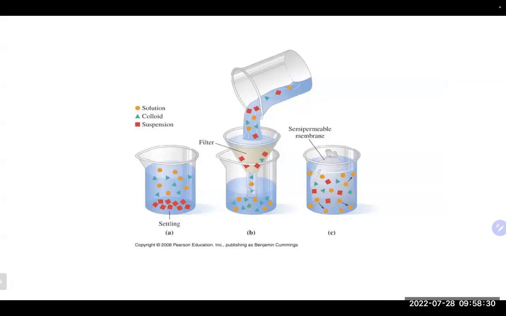Here's a demonstration of the three different types: a solution, a colloid, and a suspension. The solution and the colloid, as you can see in the first beaker, float around and really don't settle. Our suspension does. If you go back to the sand example, if you put some sand in water, it will sink to the bottom and you'll see it settle out. If you put that beaker through filter paper, we can see the solution and the colloids will pass through the filter paper, and our suspension will get caught on the filter paper.